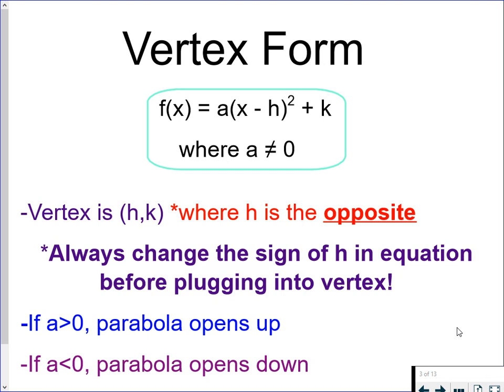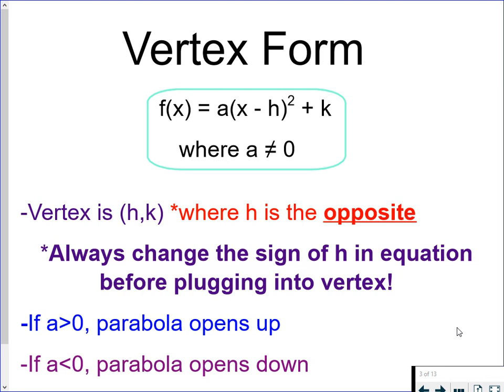Okay, so your vertex is h, k. Notice how it says where h is the opposite. So you're always going to do the opposite of what's inside here. So if it's a positive 4, the first part of your vertex is a negative 4. All right, if it's a negative 7 in there, the first part of your vertex is a positive 7. Okay, you just do the opposite. Always change the sign before plugging it into the equation.